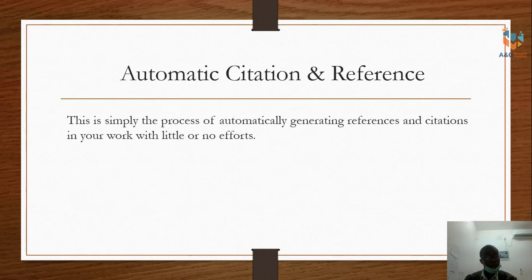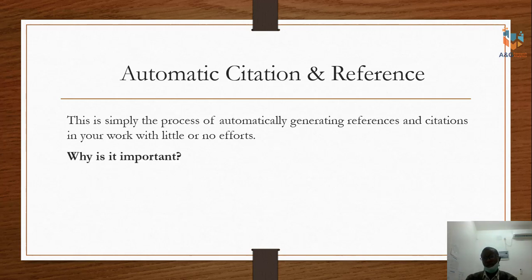So we are going to move straight forward into understanding what automatic citations and referencing is all about. The very first thing you must understand is that automatic citation and referencing is simply a process of automatically generating references and citations in your work with little or no effort. Most students try to keep their citations and referencing aside, and look for a way to compile all of these at the end of their work. But it becomes stressful, and many things might happen along the way. For example, your computer might crash, things might go bad, and you don't want to stress yourself. And this is what this video is going to show you today.